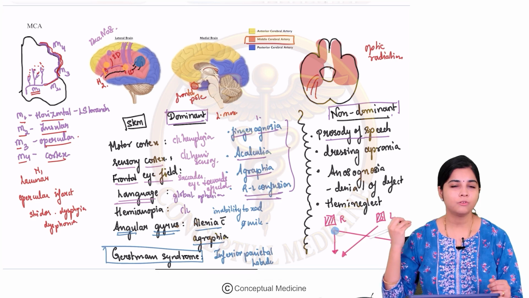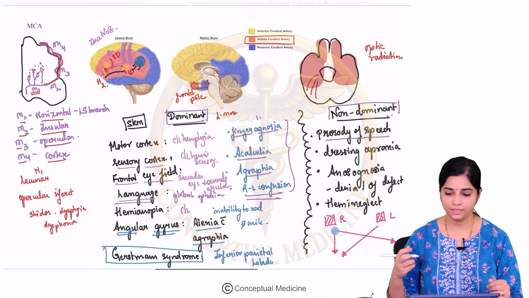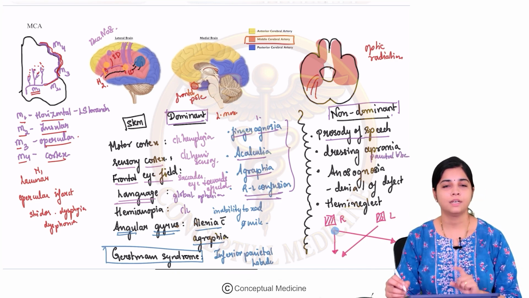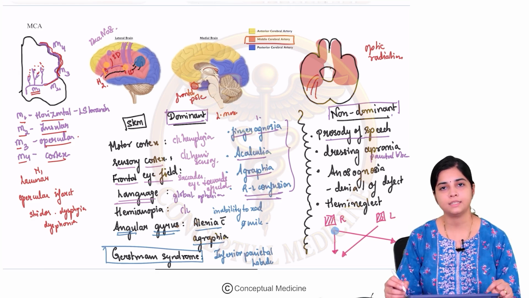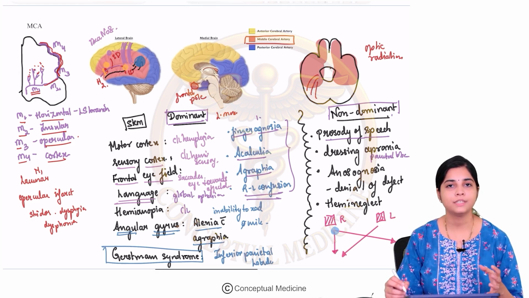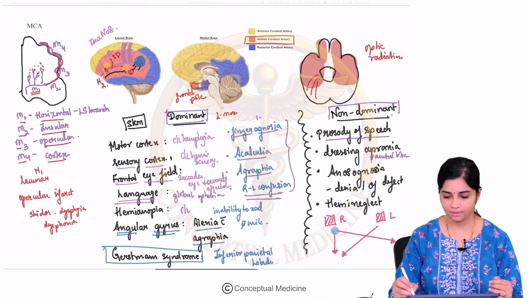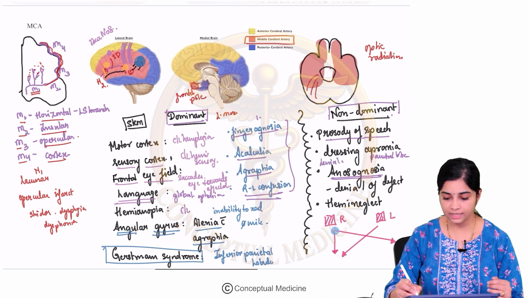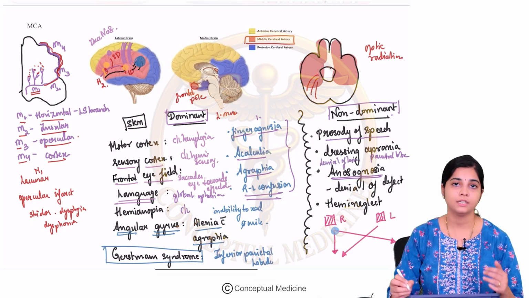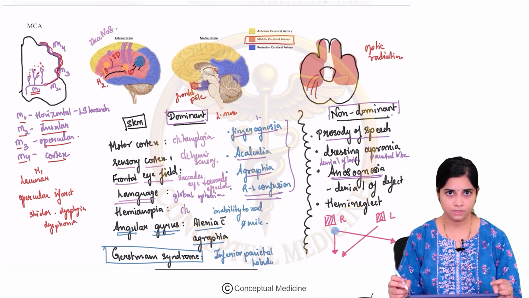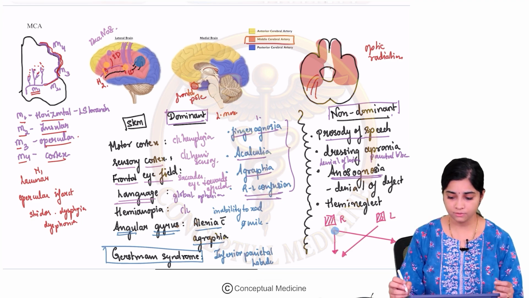Then, because of the involvement of the non-dominant parietal lobe, you can have apraxias. Apraxias we had learned in your ACA territory as well. Apraxia means inability to perform a learned motor activity. So they can have dressing apraxia. Then anosognosia. What is anosognosia? It is denial of the defect. They deny that they have any problem, that is anosognosia. So they can have anosognosia.